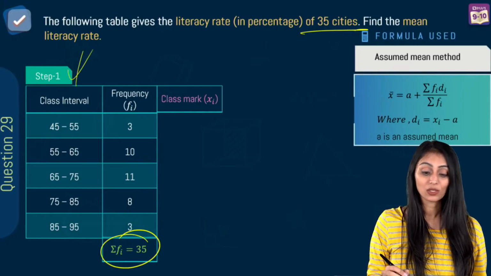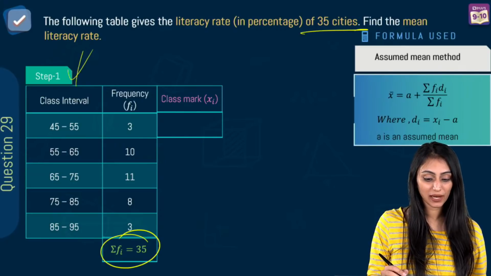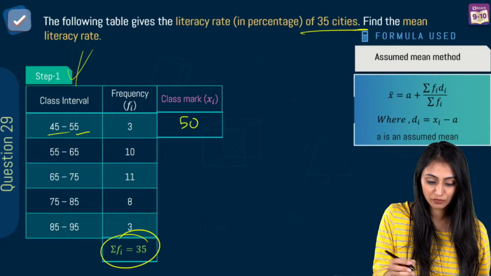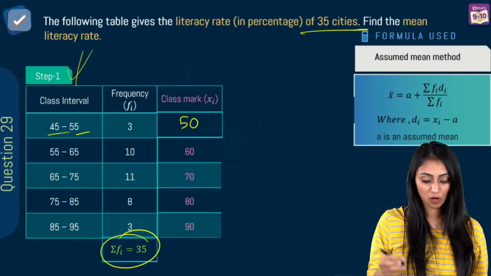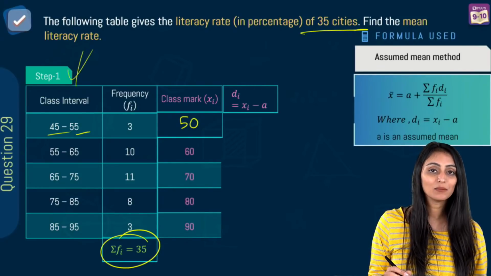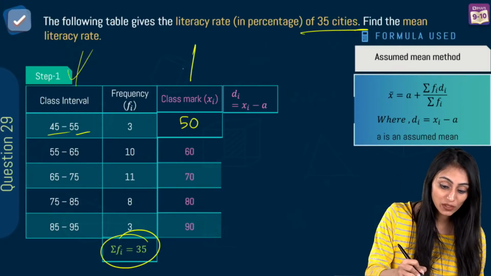Alright. So class mark, which is xi, what I'll do is lower limit plus upper limit by 2. So 45 plus 55 by 2. Like this, we get 50. Similarly for all the values. Now di is xi minus a, right? So a is nothing but the assumed mean. We have to assume it, and we assume it from xi.